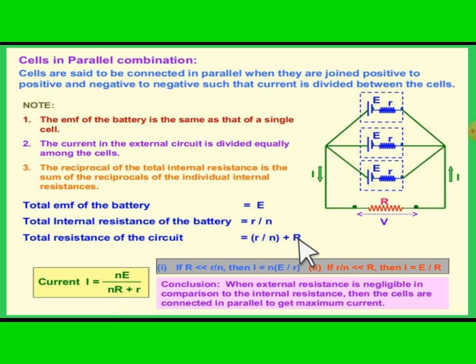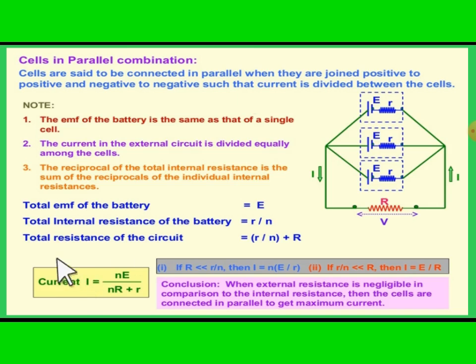If you take the LCM, then it will be what? It will be nR plus r divided by n. Got it? That n goes here. Clear? Should I show you that one also? Okay, let me show you.